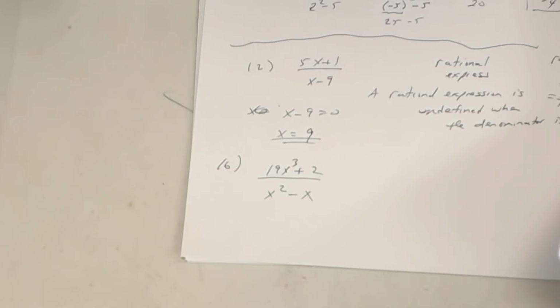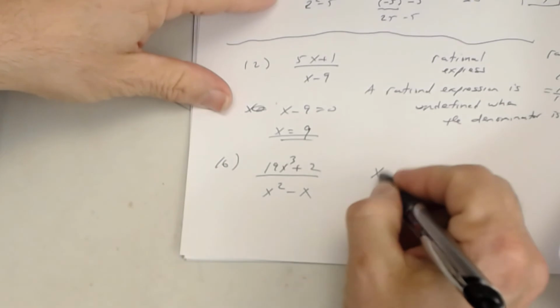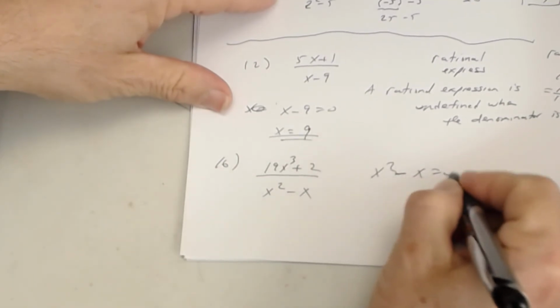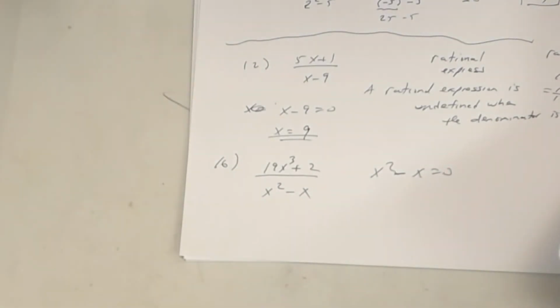Well, let's think about this. When is a rational expression undefined? When the denominator is 0. So if I want to find out where the denominator is 0, I've got to set the denominator equal to 0. Now 0 is not the only solution though, so you've got to solve it.